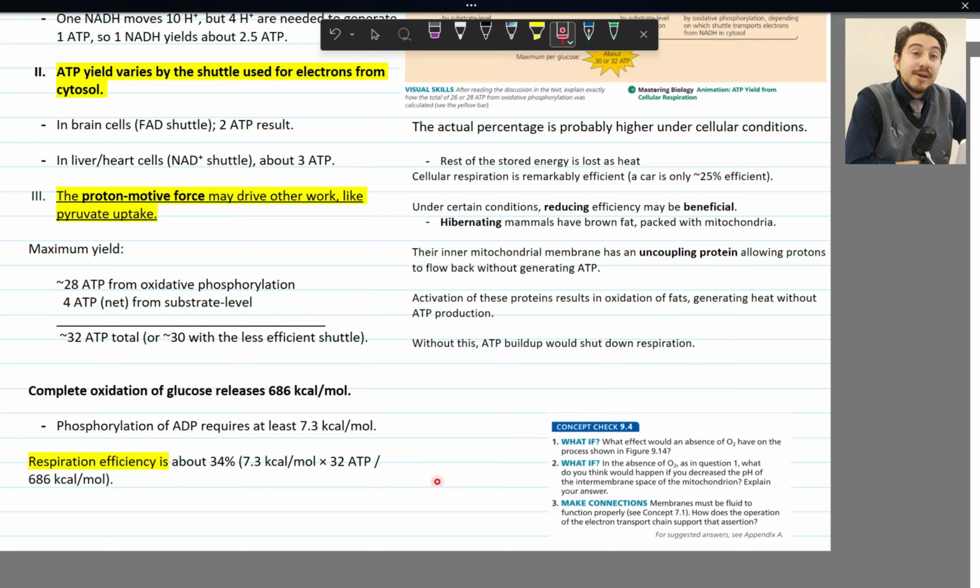34%, which is pretty good in terms of harnessing energy. The actual percentage is probably higher under cellular conditions, but we tend to go with this number, okay? The rest of the energy harnessed from glucose is ultimately lost as heat. Cell respiration in itself is pretty efficient. Interestingly, a car doing combustion is only 25% efficient. So that's quite interesting there.